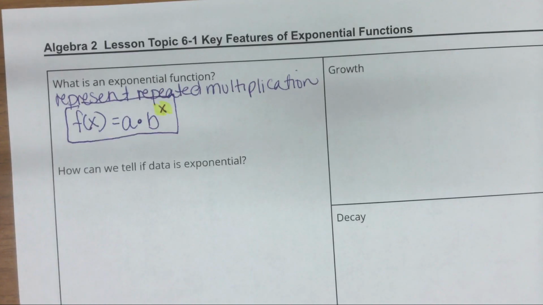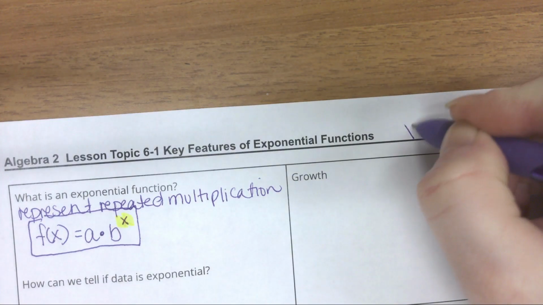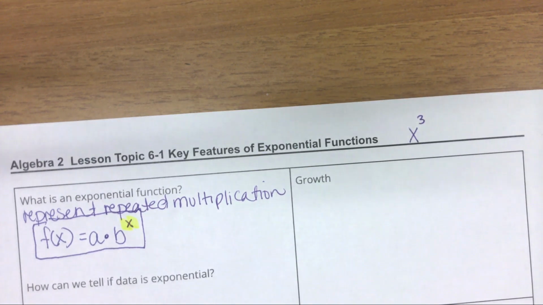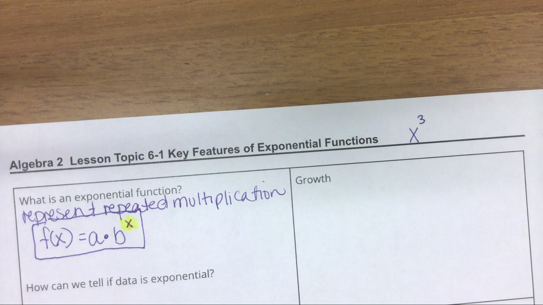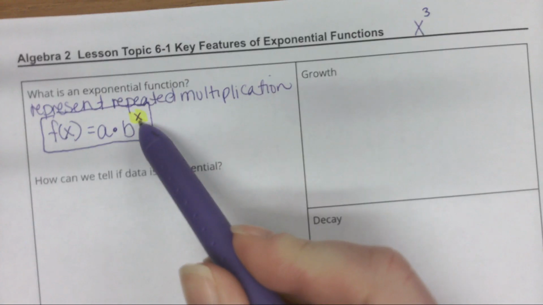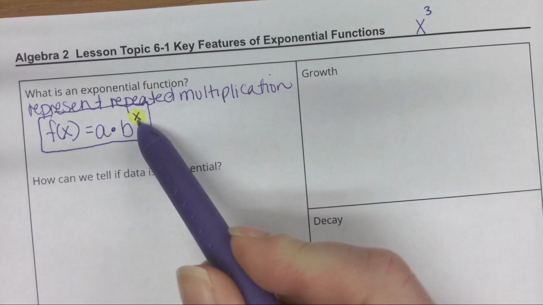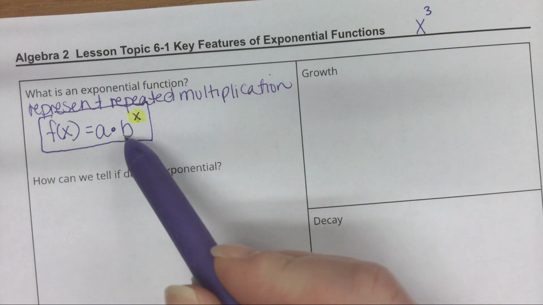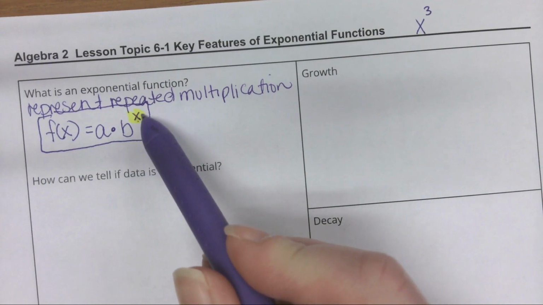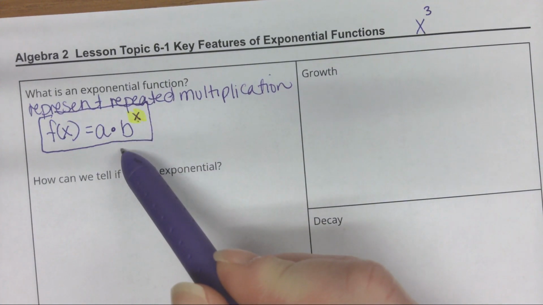Sometimes students will start to get confused when we start talking about things like this, because that has an exponent, correct? It's not an exponential function though. To be exponential, the x has to be in the exponent, because what that x represents is how many times you're multiplying. If x were 1, you're multiplying by this value once. If x were 2, you're multiplying by it twice, and so on.